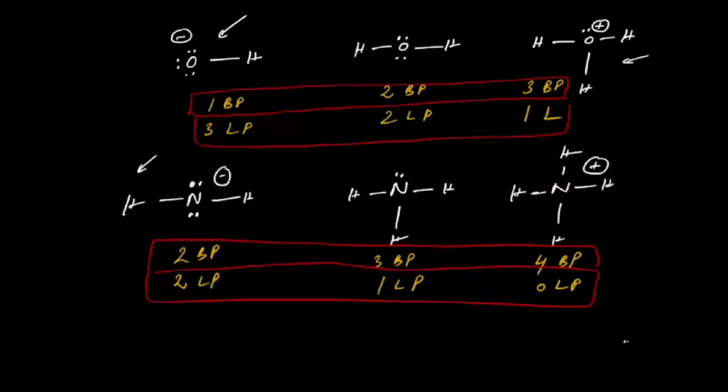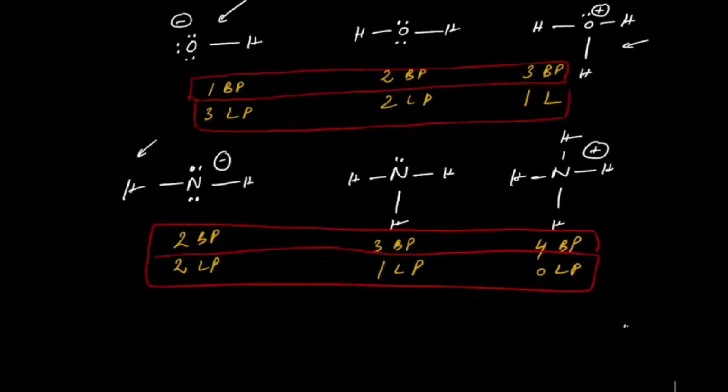So you remember this rule that whenever oxygen has negative charge, it has three lone pairs and one bond pair. Whenever oxygen is neutral, it has two lone pairs and two bond pairs. Whenever oxygen has positive charge, which charge? Formal charge I am talking about. Whenever oxygen has positive charge, it has three bond pairs and one lone pair. And for nitrogen, whenever it has negative charge, like in amide, it has two lone pairs and two bond pairs. Whenever it is neutral, it has three bond pairs and one lone pair. And whenever it has positive charge, it has four bond pairs. So these will come again and again for you.